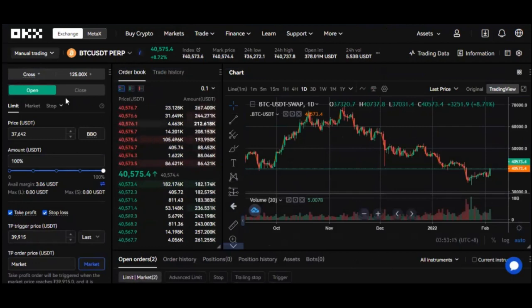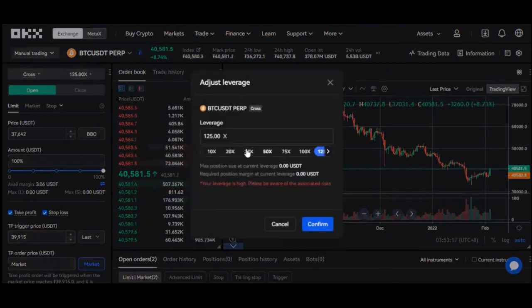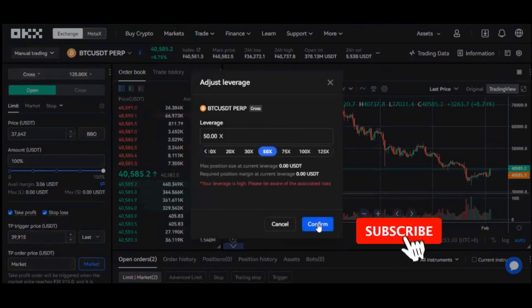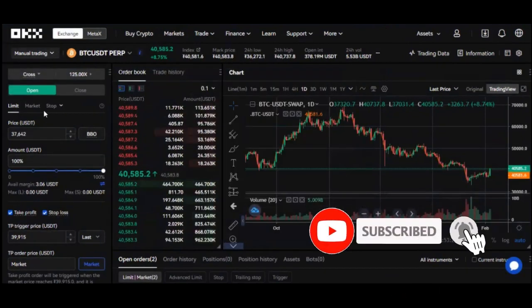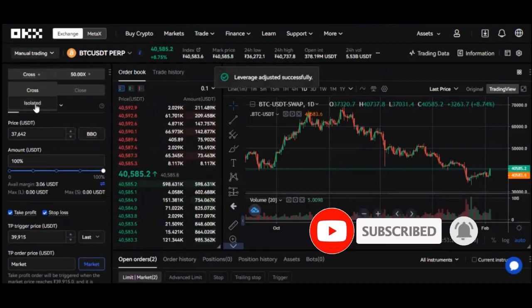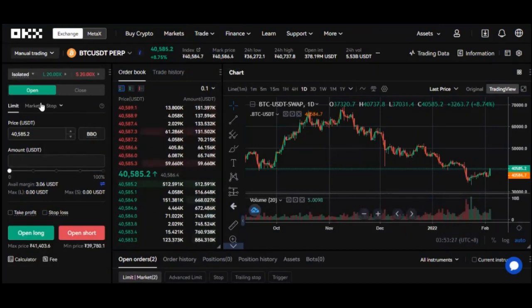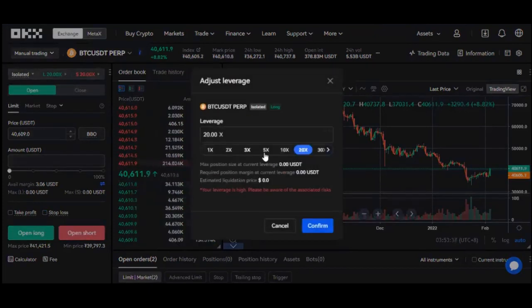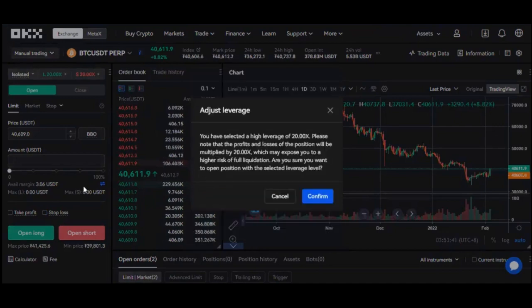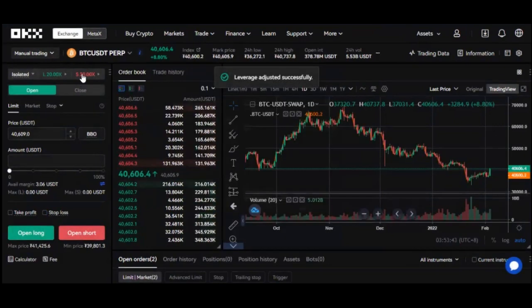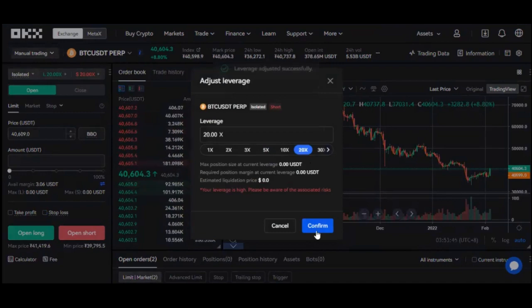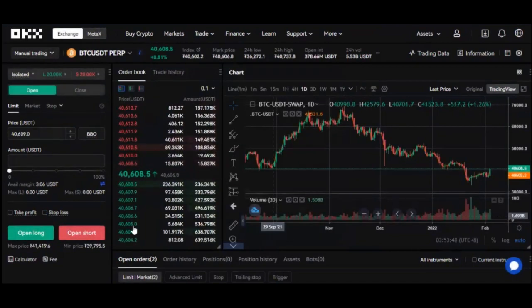So it's as simple as that, but make sure that you set up your leverage. You can use 50x, and then use either cross or isolated, any of these you want to use. When I select isolated, you see that the leverage changes, okay? When I select cross, the leverage equally changes, all right? For isolated, since I want to long the market, I'll go to the long option, select the leverage I want to use, click on confirm, and confirm. If I want to short, I'll select it, click the leverage you want, and click confirm and confirm as well.